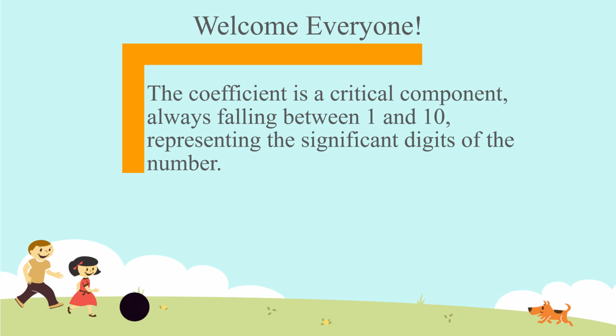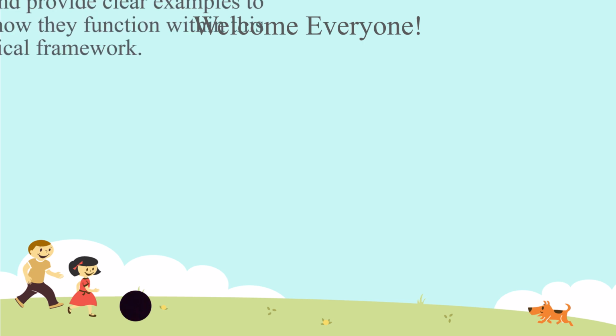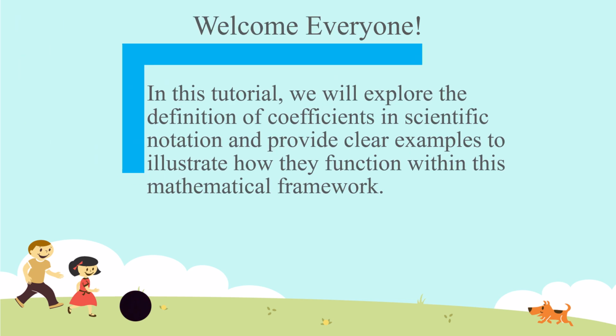The coefficient is a critical component, always falling between 1 and 10, representing the significant digits of the number. In this tutorial, we will explore the definition of coefficients in scientific notation and provide clear examples to illustrate how they function within this mathematical framework.